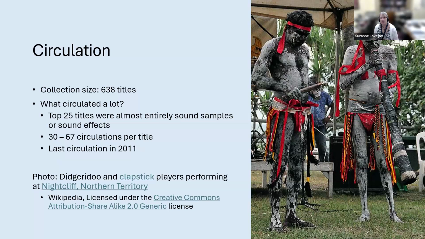The next thing I looked at was the circulation of these discs. So our collection includes 638 titles. And I found that the titles that circulated the most, the top 25, were almost entirely sound samples and sound effects. So for a time, these were very heavily used by members of our community. They had 30 to 67 circulations per title. But the last one happened in 2011. Next slide.